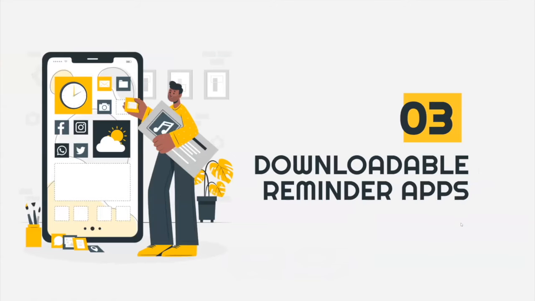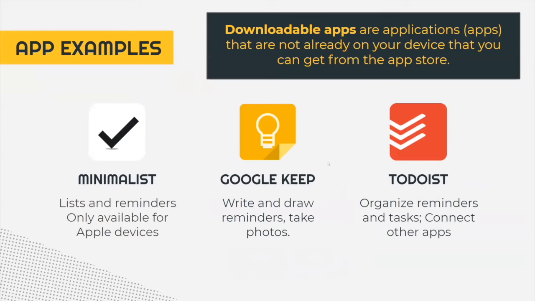Downloadable reminder apps. Downloadable apps are applications that are not already on your device, but you can get them from the App Store or the Google Play Store. So the three applications we will talk about are Minimalist, Google Keep, and Todoist.